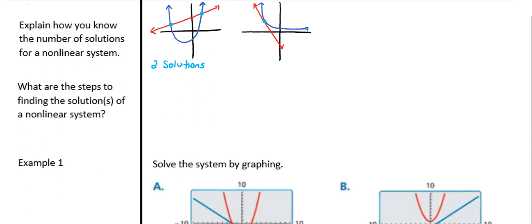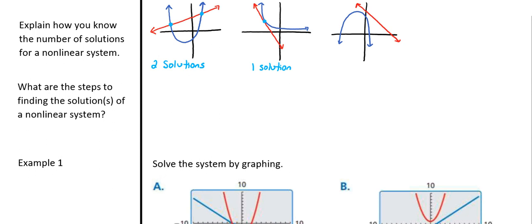We might have something that looks similar to this. Notice we have one intersection point, so here we'll have one solution. Or we might end up with something similar to this. Notice that those lines don't ever intersect, so there'd be no solution.